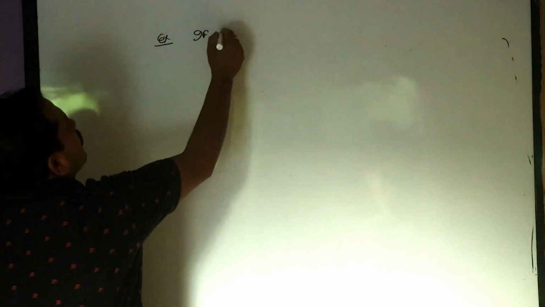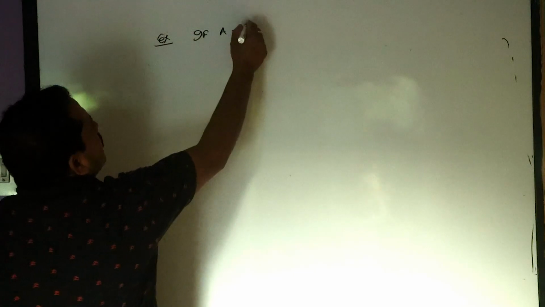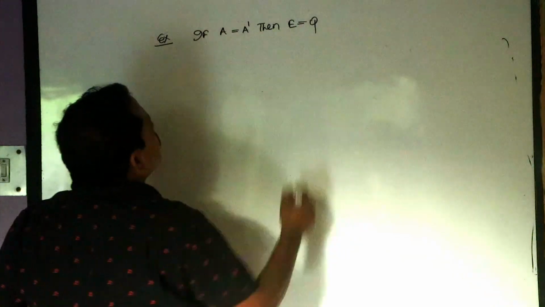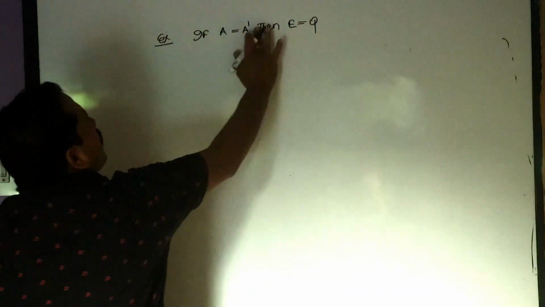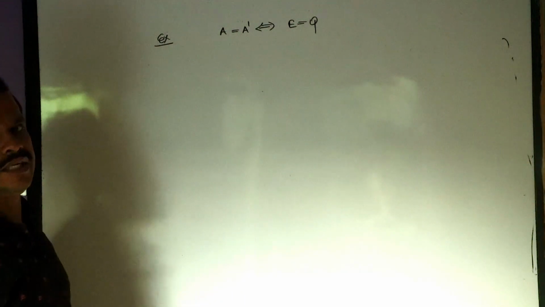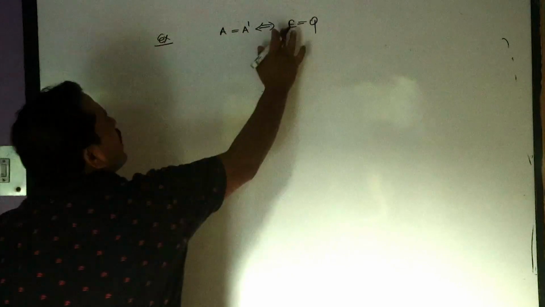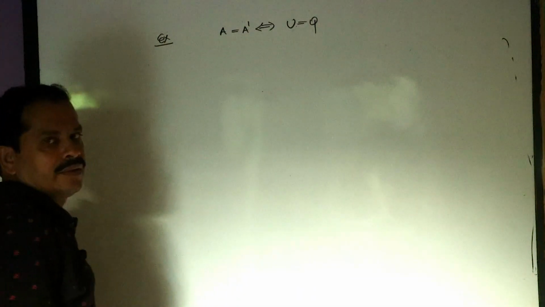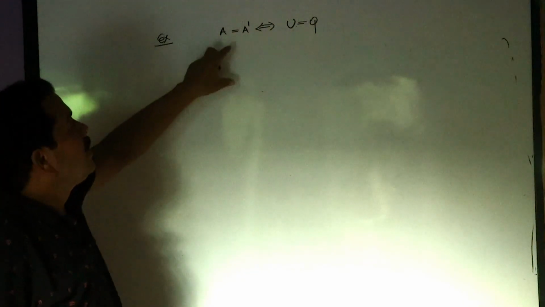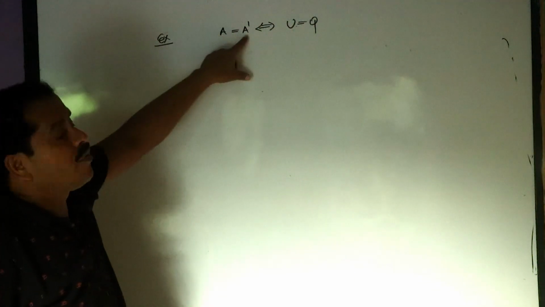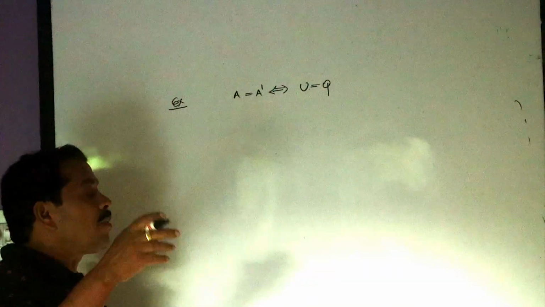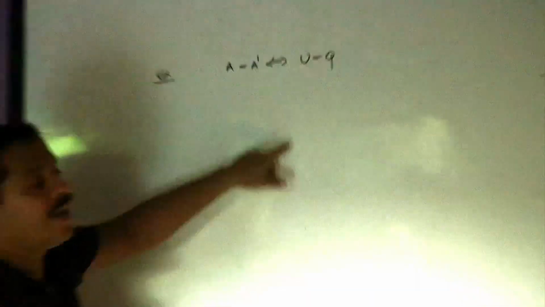If A equals A dash, then U equals phi. A equals A dash if and only if U equals phi, the universal set. There are two parts, the necessary part and the sufficient part. Suppose A is equal to A dash, then we have to prove U equals phi. If you suppose U is equal to phi, then you have to prove A equals A dash.